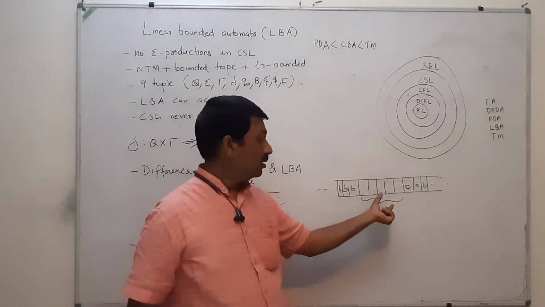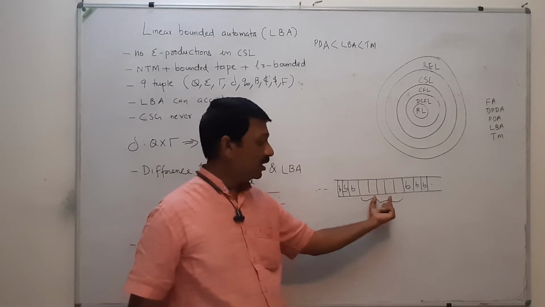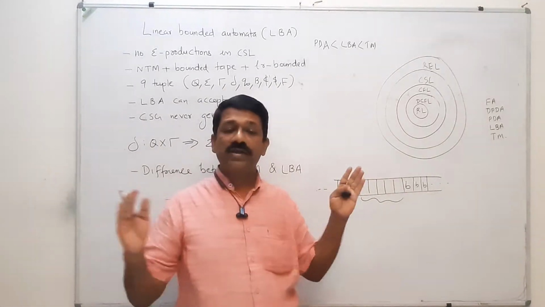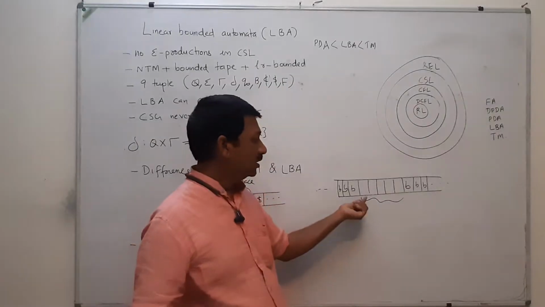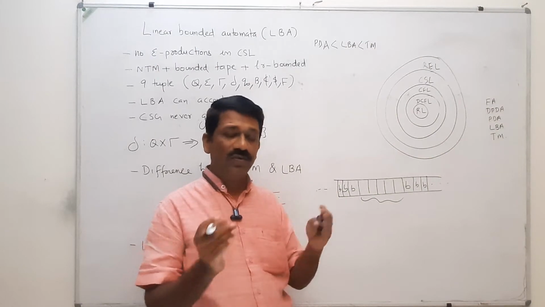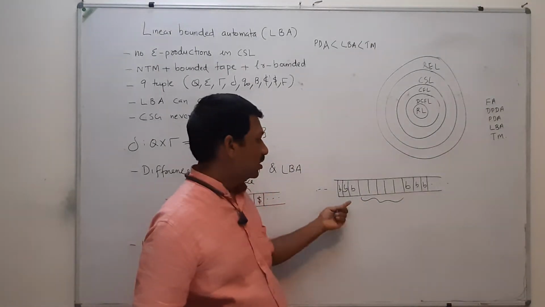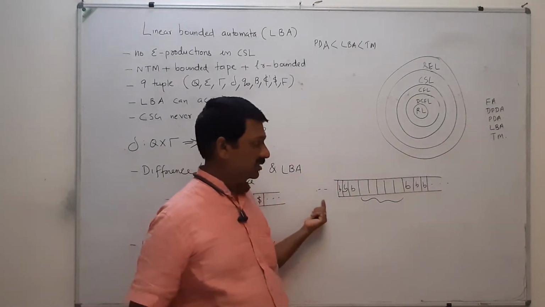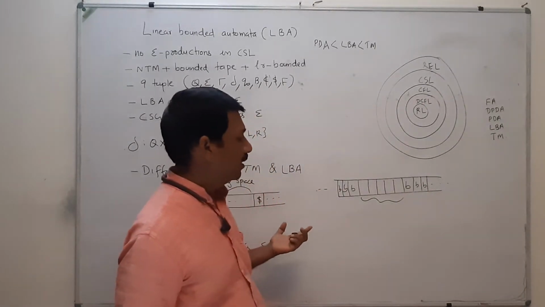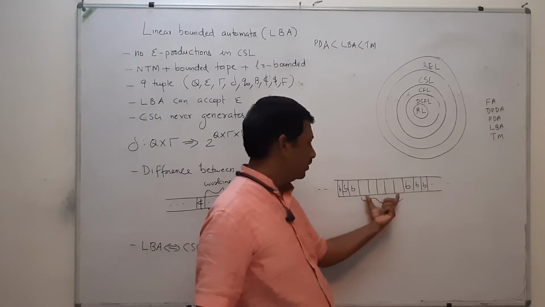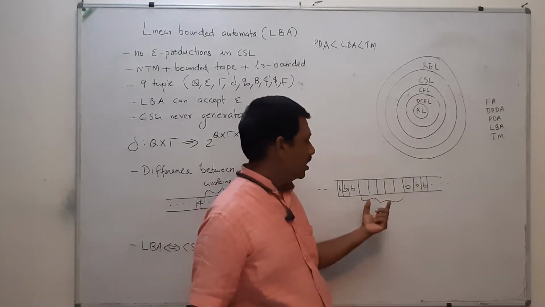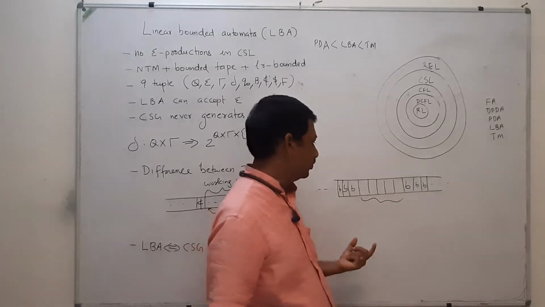Here you have the input, and to the left and to the right you have a set of blank symbols. That means your tape is infinite to the left as well as to the right. That is, you have blanks here, and here also you have blanks. In between you have the input printed here, and we are going to process that input.